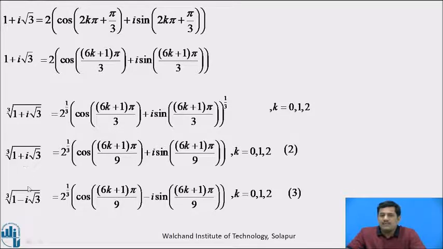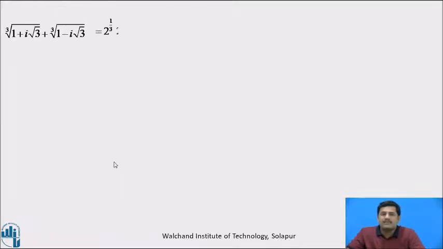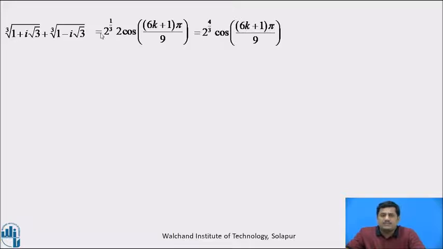Now we have to add these two equations, and at the time of adding we can see that the plus I sin 6k plus 1 into pi by 9 is going to cancel, and the cos term is going to add. After adding, we get 2 raised to 1 by 3 into 2 times cos of 6k plus 1 into pi by 9. This is 2 raised to 1 by 3 into 2 raised to 1, which is 2 raised to 4 by 3, into cos of 6k plus 1 into pi by 9 as it is. Now the three values of this number are obtained by putting k equal to 0, 1 and 2.